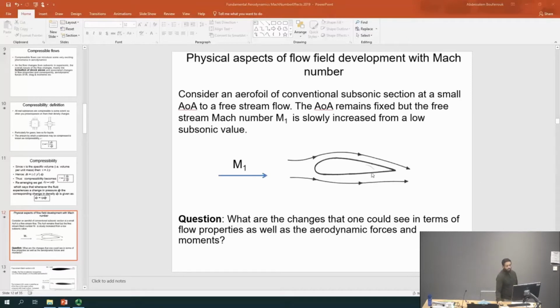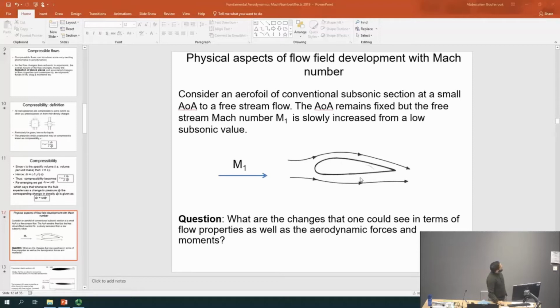What I'm showing you here is a typical subsonic airflow in a flow field of free stream Mach number. The free stream Mach number here is M1. I know we usually use M infinity, but we're just using M1 here. So in your case, this is basically the Mach number you were asked to look at, whether that's subsonic, transonic, or supersonic. That's your Mach number there.